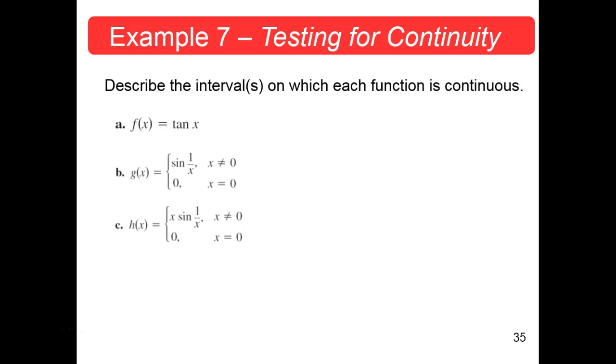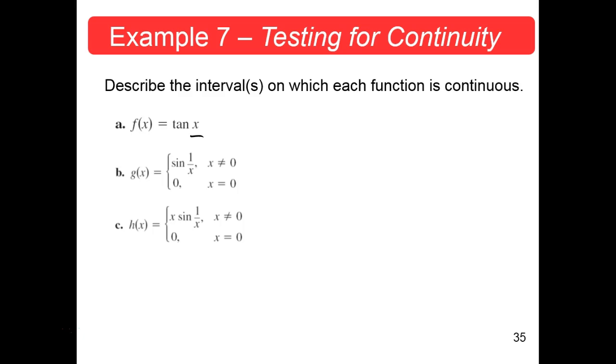Describe the intervals on which each function is continuous. First, f of x equals tangent x. Hopefully I've said it often enough that it should come right to mind. Any interval not containing an odd multiple of half pi. I'll let them write it for you. Okay, how about the next one?